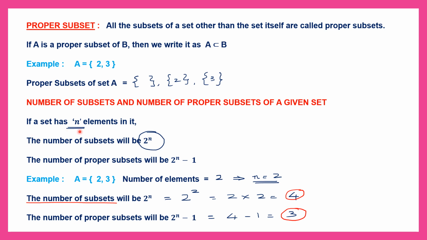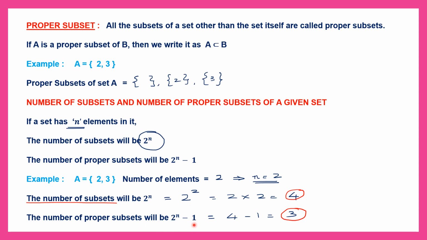So if a set has n elements in it, that is, it has 2 elements, the number of subsets will be 2 raised to the power of n. Suppose there were 3 elements, it will still be 2 raised to the power of n, and n will be 3. Number of proper subsets will be 2 raised to the power of n minus 1.